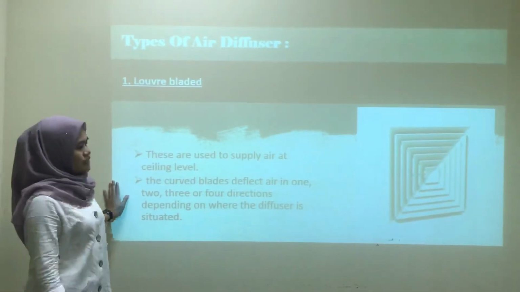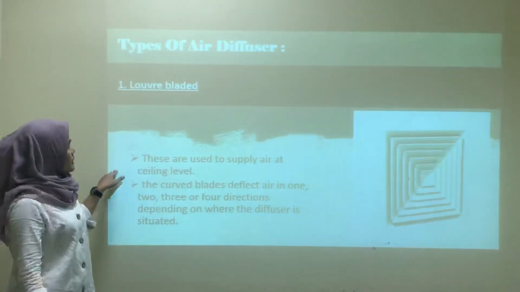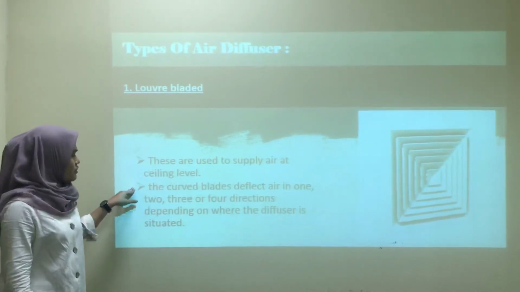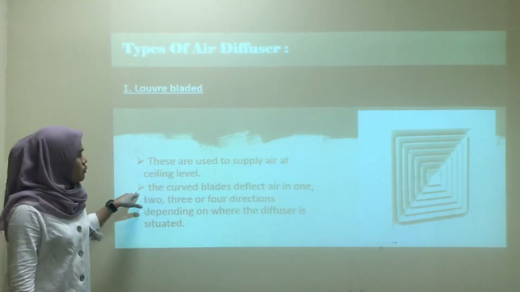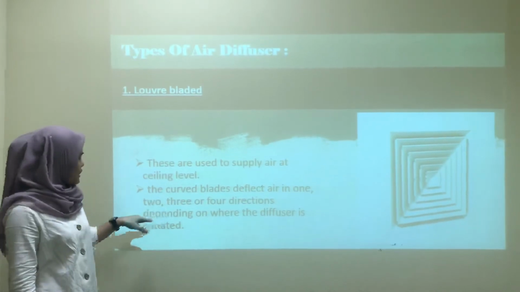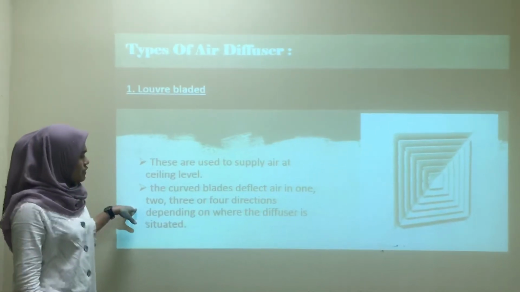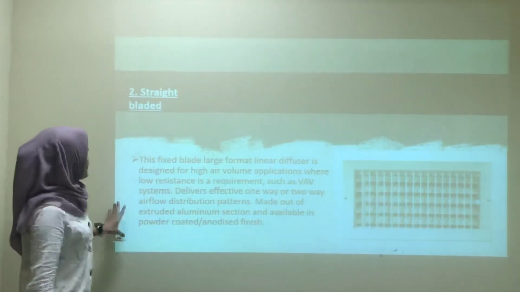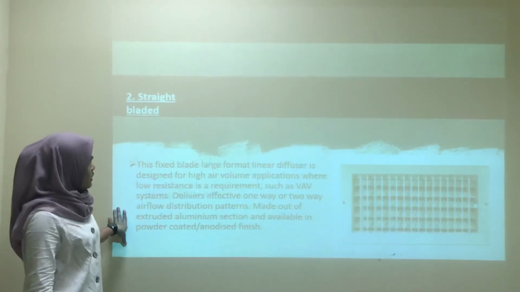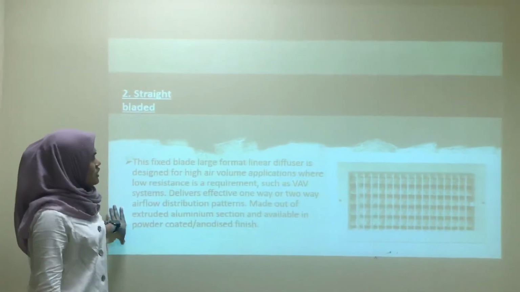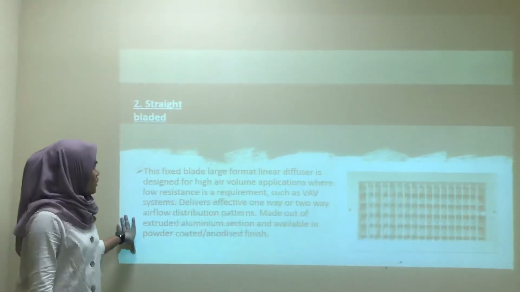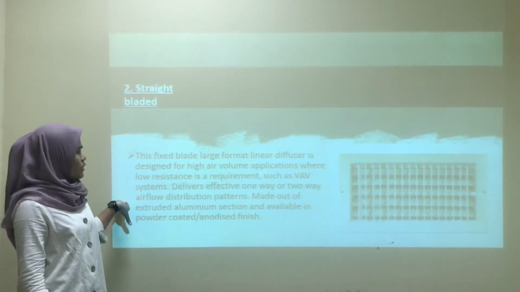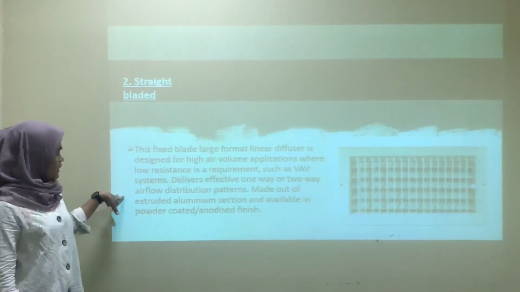Types of air diffuser. First, louvered bladed. These are used to supply air at ceiling level. These curved blades deflect air in 1, 2, 3 or 4 directions depending on where the diffuser is situated. Second, straight bladed. This is a large format linear diffuser designed for high air volume applications where low resistance is a requirement, such as VAV systems.